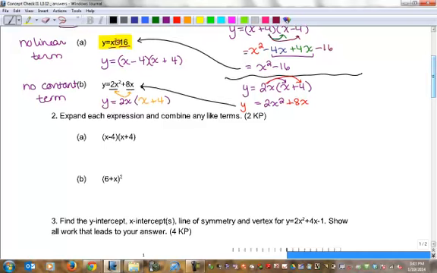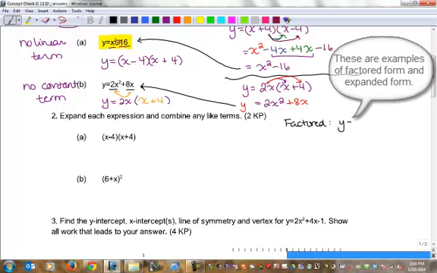So for number 2, what we wanted to do is we wanted to expand. So remember when we have something in factored form, since factored means multiplication, it'll look like something multiplied times something else. Or y equals x times x plus 1. That's factored form because I've gone ahead and I've completely factored, I've pulled it apart into its multiples.